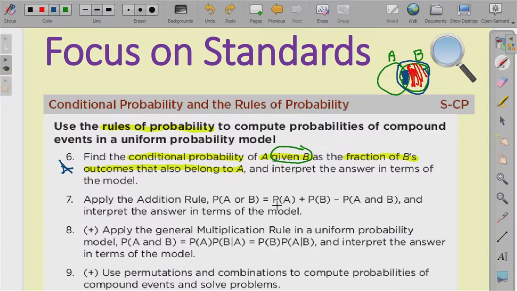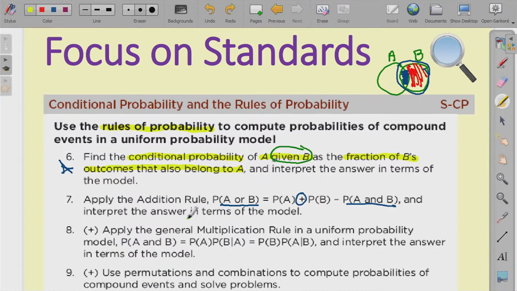Standard 7 looks at the compound event A or B and requires that students be able to apply the addition rule, which says that we can add the two probabilities of the two simple events as long as we're careful to subtract the compound event where they both occur, and students should be able to interpret the results in terms of the model.